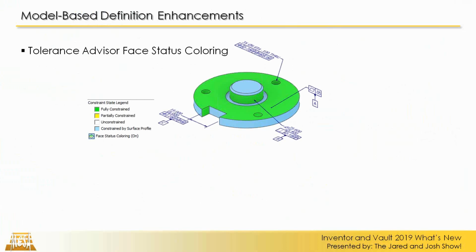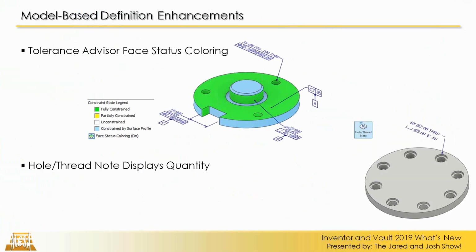A couple part enhancements here to talk about. So the tolerance advisor, that model-based definition that has popped up in the last year or two that we've talked about in the past, they made some improvements to it. So you have a face status coloring guide that you can work with now to let you know if your face, your features are fully constrained or if they're under constrained. And the hole note, the hole or thread quantity note, actually shows the quantity now when you're doing the model-based definition.